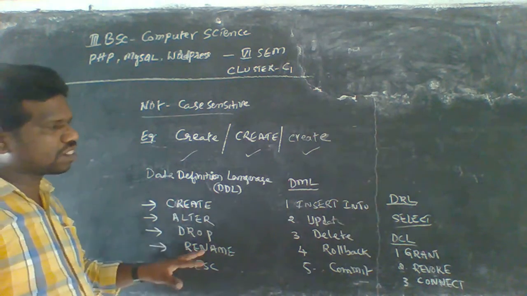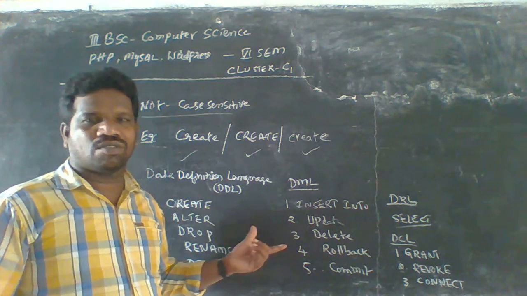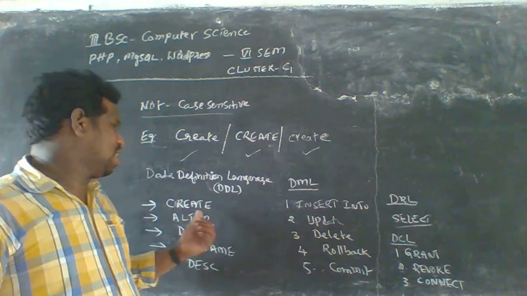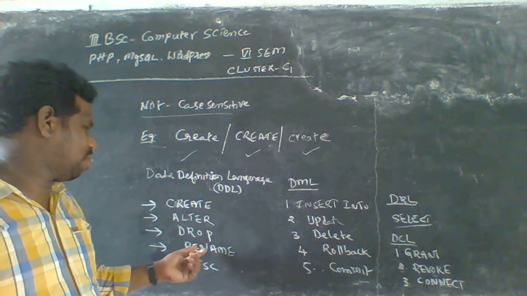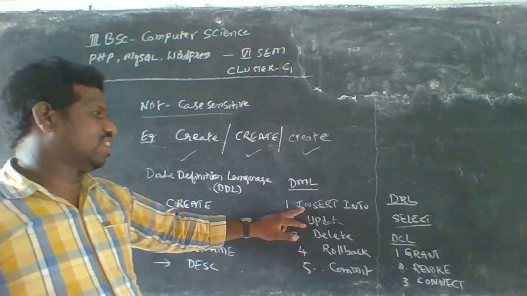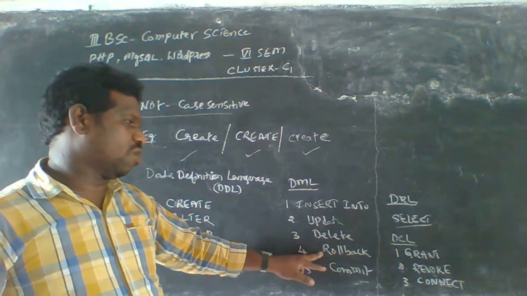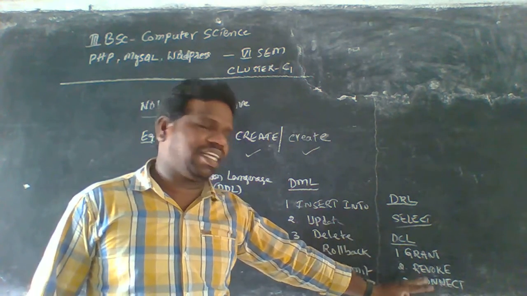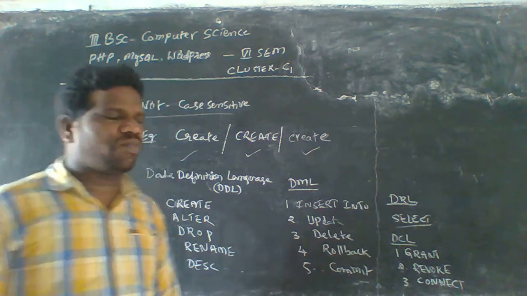Okay, so these are the main uses of the commands in DBMS such as SQL here. Okay, create command, alter, drop, rename, des, insert, update, delete, rollback command, and select command, and grant command, revoke command, connect command. Okay, so let me explain one by one here.